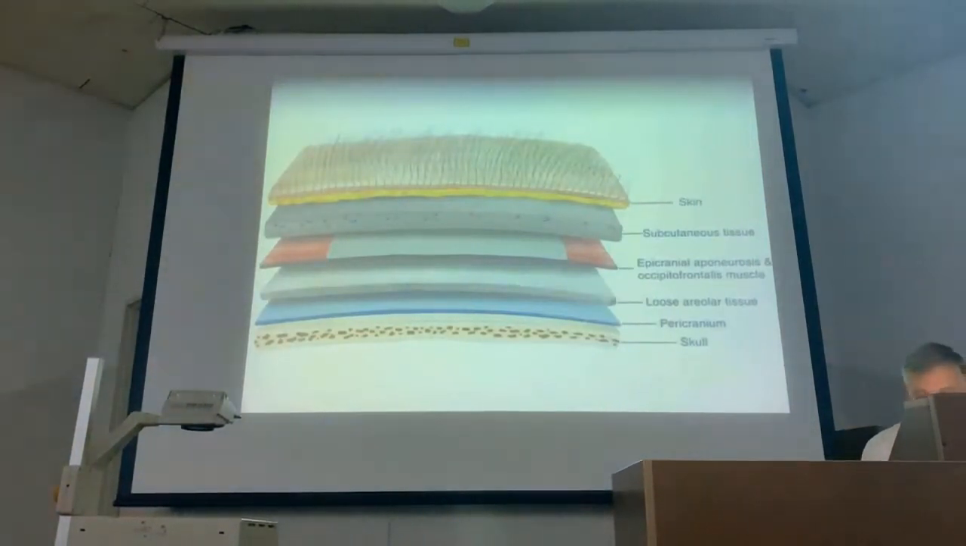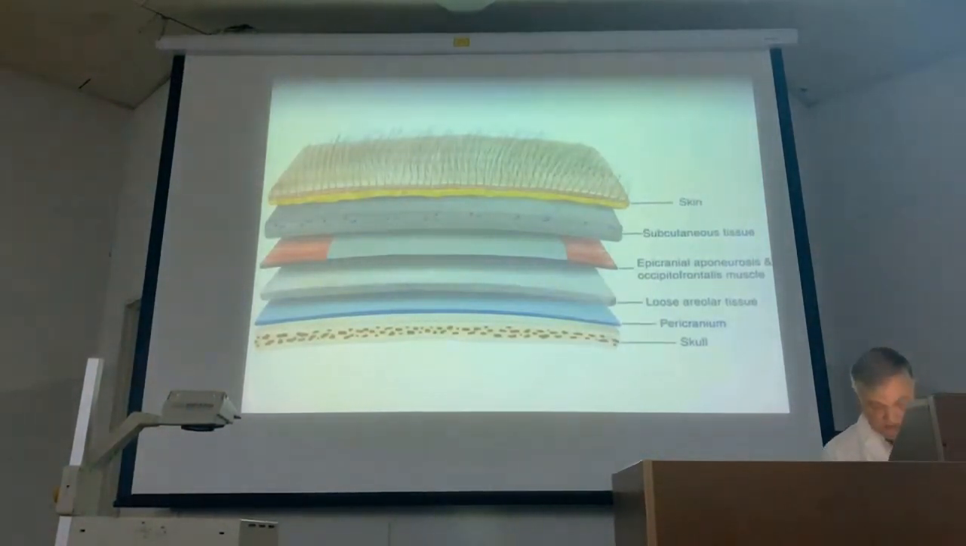These are the layers. The layers of the scalp are important because some spaces between these layers are potential spaces for collecting blood. So this is the skin. The skin is thin and it has hair follicles and sebaceous glands. Then subcutaneous tissue full of blood vessels, arteries, veins, and nerves.